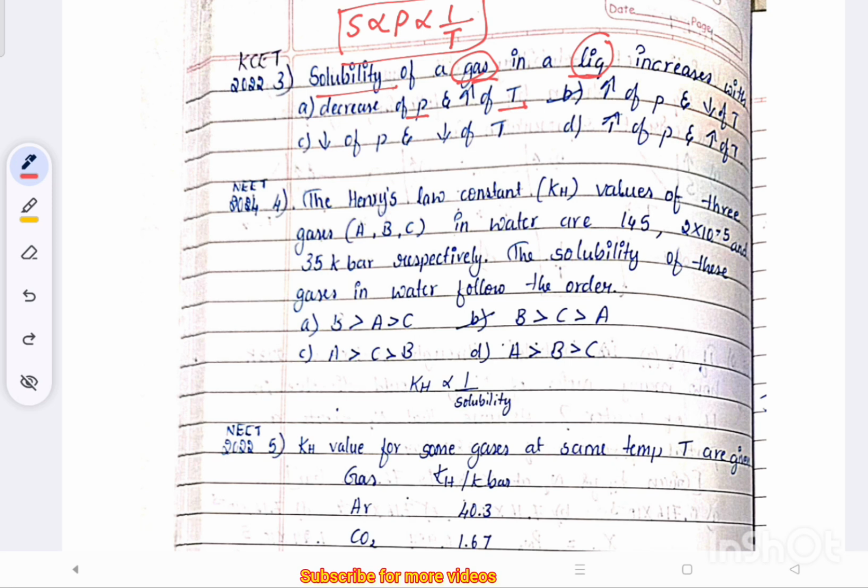Okay, now directly proportional to pressure means pressure should increase. Here a decrease of pressure is there, so wrong. Here also a decrease of pressure is there, wrong. Here increase of pressure, increase of pressure, both are correct, but temperature should decrease. So here temperature decreases, so option B is correct. Solubility of gas in liquid increases with increase in pressure and decrease in temperature.